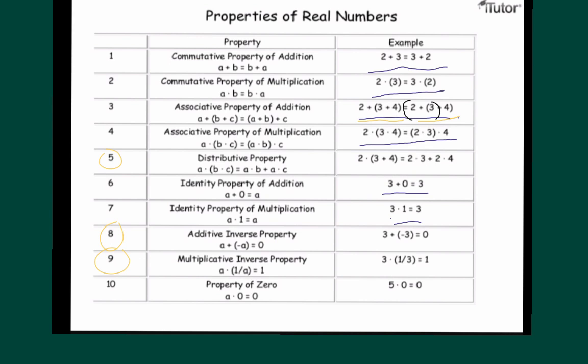And of course, the very last property is the property of 0. The property of 0 states that if you multiply any number by 0, the answer will be 0. 5 times 0 is 0. 6 times 0 is 0. A times 0 is 0.